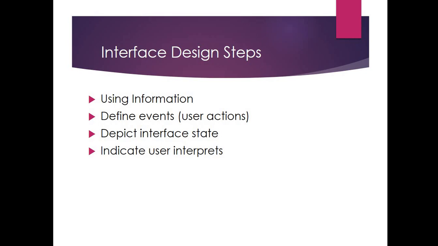The next one is indicating the user interpretation. After performing each and every operation, the result has to be shown to the user. So the user will understand that he has done some operation, that some particular operation happened in the system, and what result was generated. That has to be indicated. So these are the interface design steps.